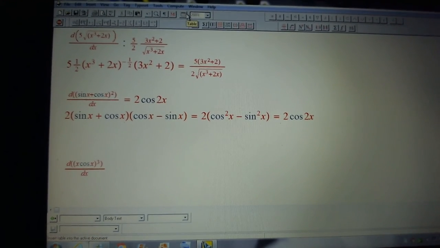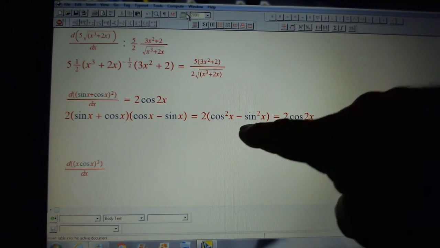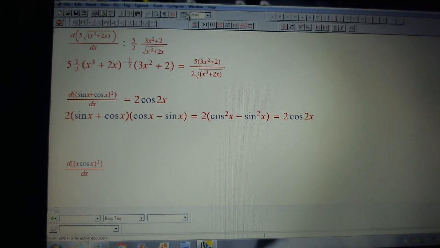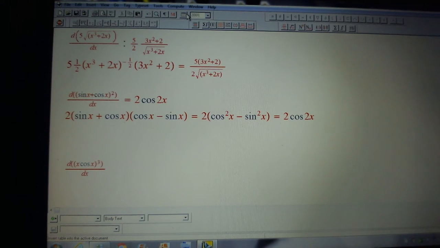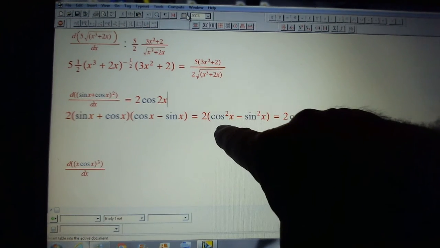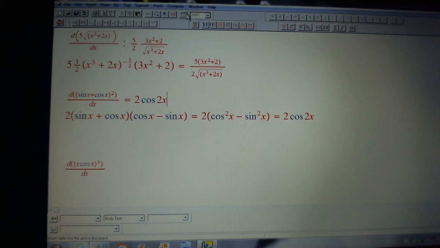Now, if you did this in class, if you did this on a test, and you gave me just 2 cosine squared x minus sine squared x, full credit. No big deal. But here's what the book answer would be. We're going to run into that once in a while, and you just deal with it. If you want to check your answer against the book answer, graph them both on your calculator. You'll see that you get the same curve. Then you know you're right.